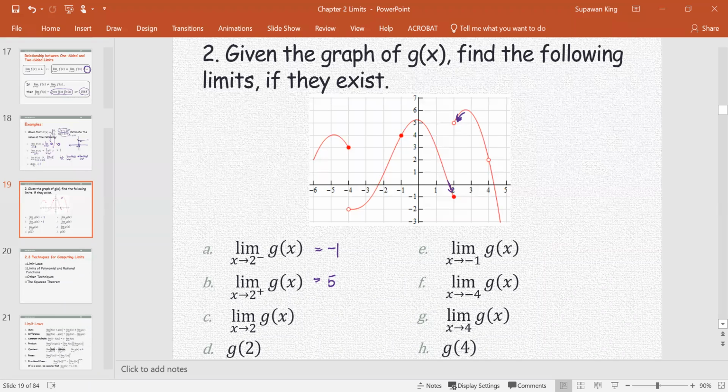In part C, the limit of g(x) as x approaches 2, with no plus or minus sign as a superscript. So this is the two-sided limit. As in part A, the left-sided limit is -1. In part B, the right-sided limit as x approaches 2 from the right is 5. These two values are not equal. Therefore, the two-sided limit does not exist.